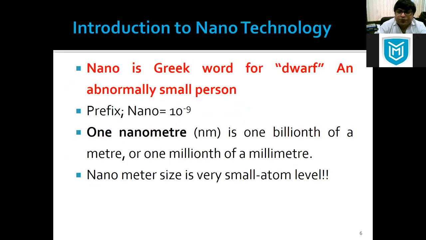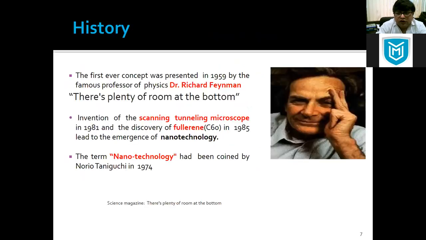So nano means a very small person in Greek. It means dwarf. And in the morning we learned that nanotechnology is something where we deal with the material in hundreds of nanometers. And Ajay Ranka sir rightly said that nano dimension is very small, 10^-9, right? It is so small that we work at an atom level.